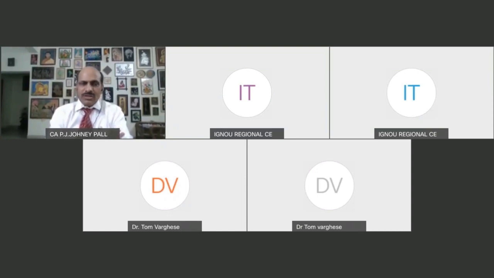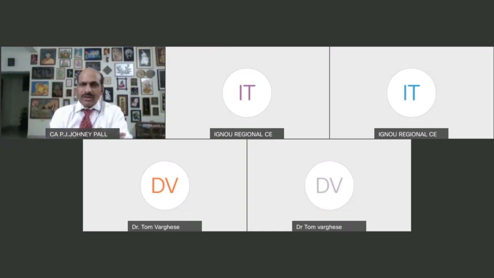Friends, I am going to discuss what is a cost sheet. A cost sheet is a statement showing various components of costs, starting with the prime cost. What is a prime cost? What is the cost of production? What is the cost of goods sold? What is the cost of sales? What is the selling price? What is the profit per unit? This is what is called a cost sheet.